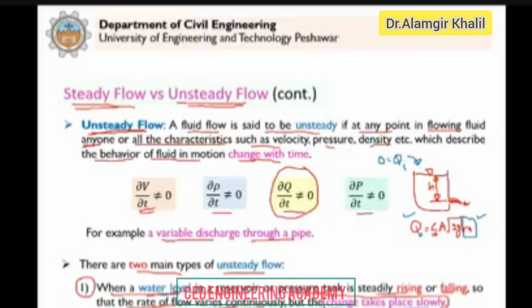For example, the floods which come, you can see that the changes take place with respect to time. So that is essentially an unsteady flow problem. But floods, we are not going to cover in this course. Only these two main types of unsteady flow problems we are going to study in detail. So now we start with the first type of unsteady flow problems.